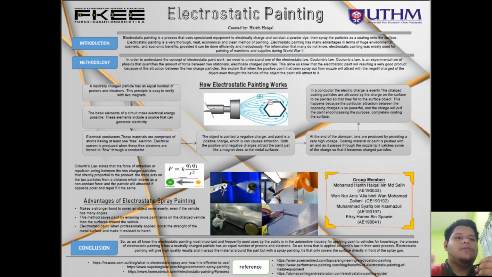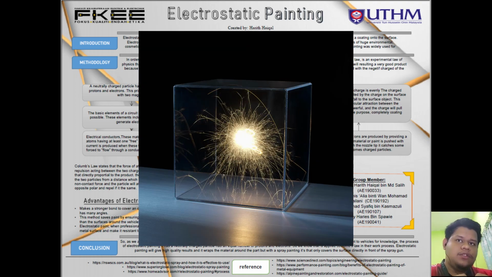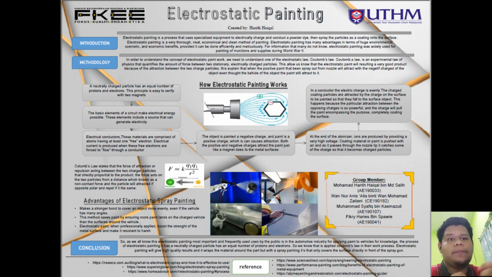The electric force between charged bodies at rest is conveniently called electrostatic force, or Coulomb's force. This allows us to know that electrostatic paint will result in a very good product because of the attraction between the two charged particles. This example will make it clear.